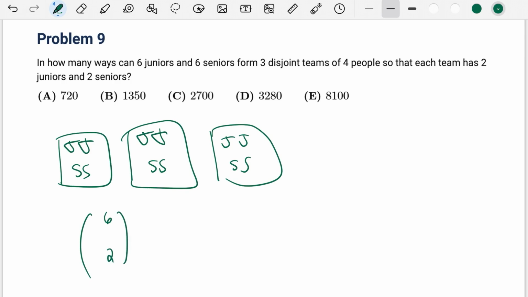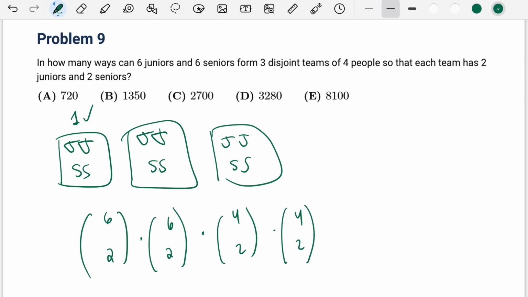The order doesn't matter, right? It doesn't matter if we pick Sarah and then Sally or Sally and then Sarah. Likewise, we're going to pick 2 of the 6 seniors. And then now we have the first group completed, we move on to the second group. And since picking each group are independent events, we're going to multiply. So for the second group, we have 4 juniors left, and we can pick 2 of them. Likewise, 4 seniors left, and we can pick 2 of them.